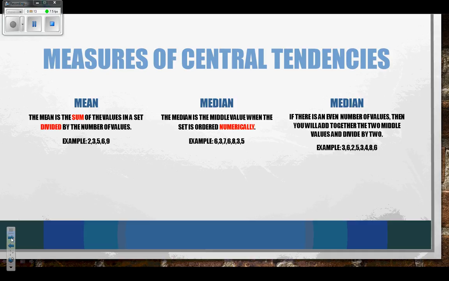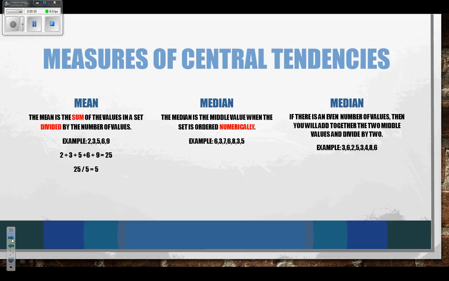The mean is the sum of the values in a set divided by the number of values. For example, if I'm given a set that includes 2, 3, 5, 6, and 9, my first step is to add those numbers together. So I'm going to add all those values together, which gives me 25. I'm then going to take that number, 25, and divide it by the number of values I have.